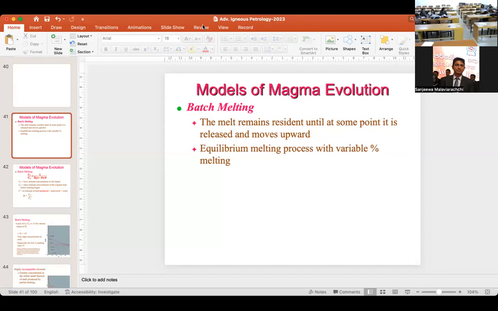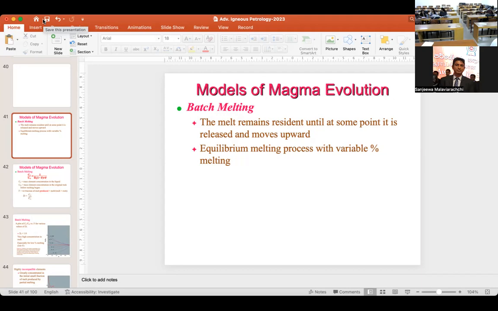Okay, good afternoon. We'll start the lectures now from the place where we stopped last week. We were discussing the incompatibilities and compatibilities of elements, if you can remember. And we discussed they have different partition coefficients, right? The partition coefficients are numbers that reflect the preference of each element for the melt or the solid phase, right?